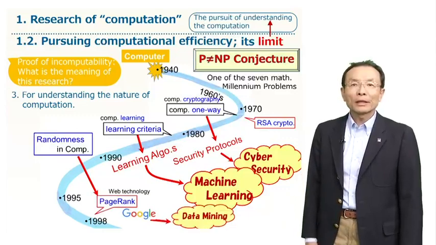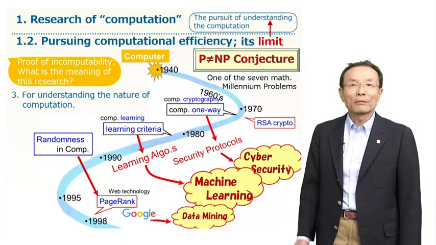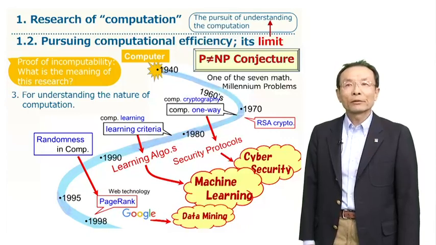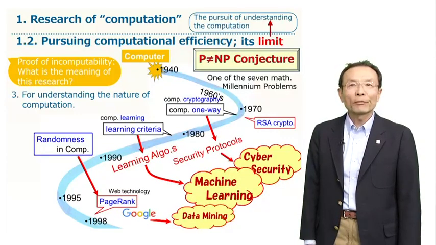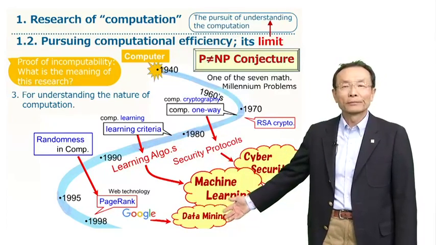In the 1990s, randomness in computation was studied extensively again in computational complexity theory, which provided some key technologies in statistical algorithms used in big data analysis, which is now used a lot in data mining. In summary, our desire for resolving the P not equal NP conjecture has been a driving force for the development of the current ICT society.